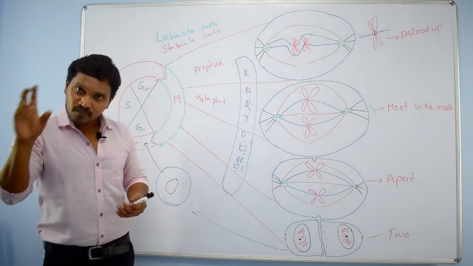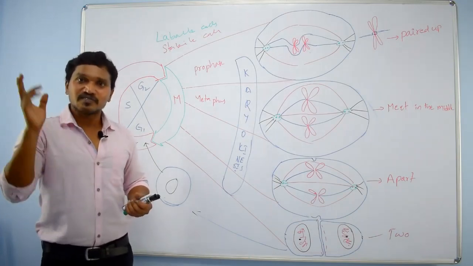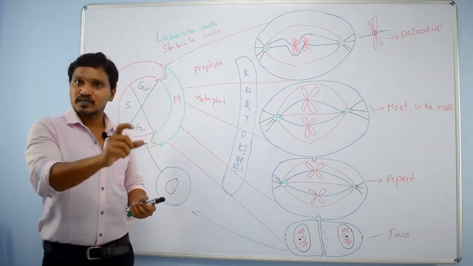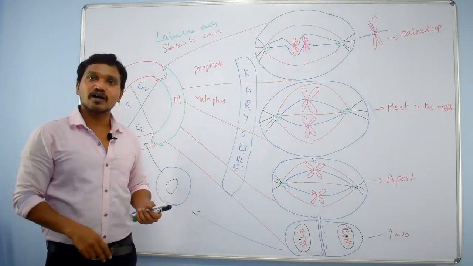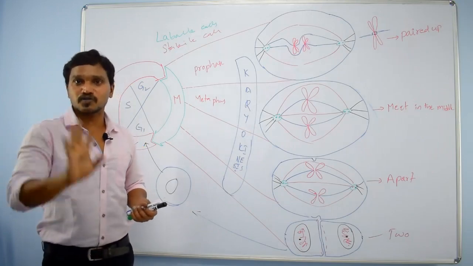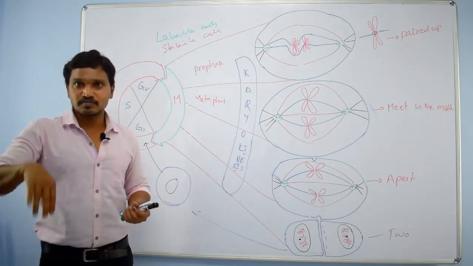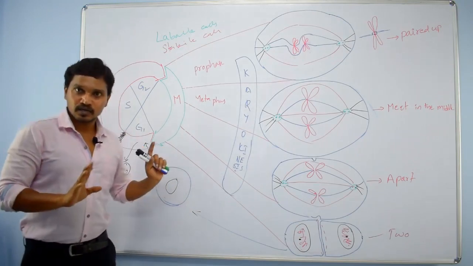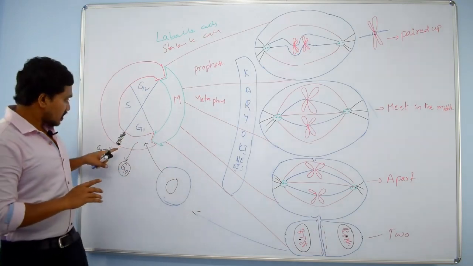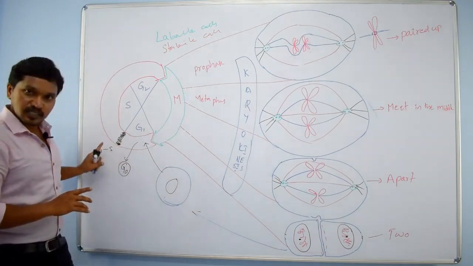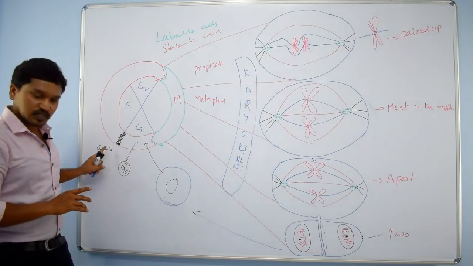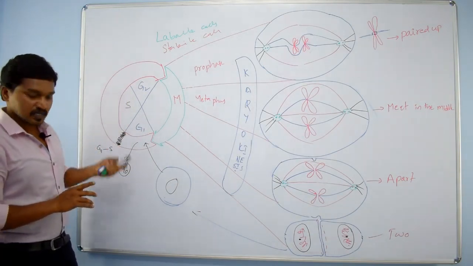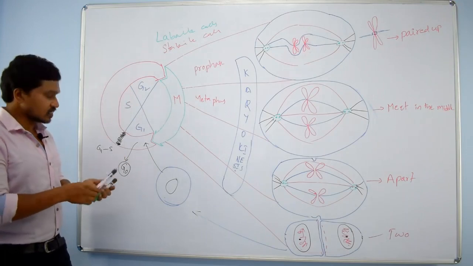Another one, if there is very severe damage, at that time P53 will send orders to kill. That means apoptosis. Right? So, the cell will die. Apoptosis. Clear? Now after the G1 and S checkpoint, the cell will go like this and complete its DNA replication, that means synthesis.